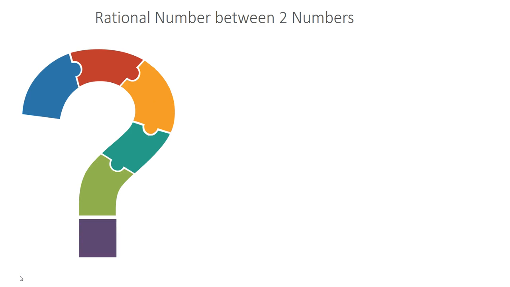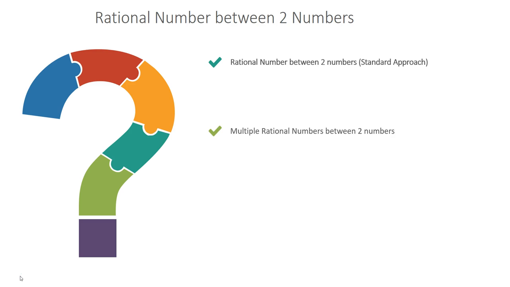In this section, we are going to talk about how we calculate rational numbers between two numbers. We'll start with a rational number between two numbers using a standard approach. Then we'll go on to find multiple rational numbers between two numbers. And at the end, we will look at how we find a rational number between two numbers using an alternate approach. So let's start with a rational number between two numbers using a standard approach.